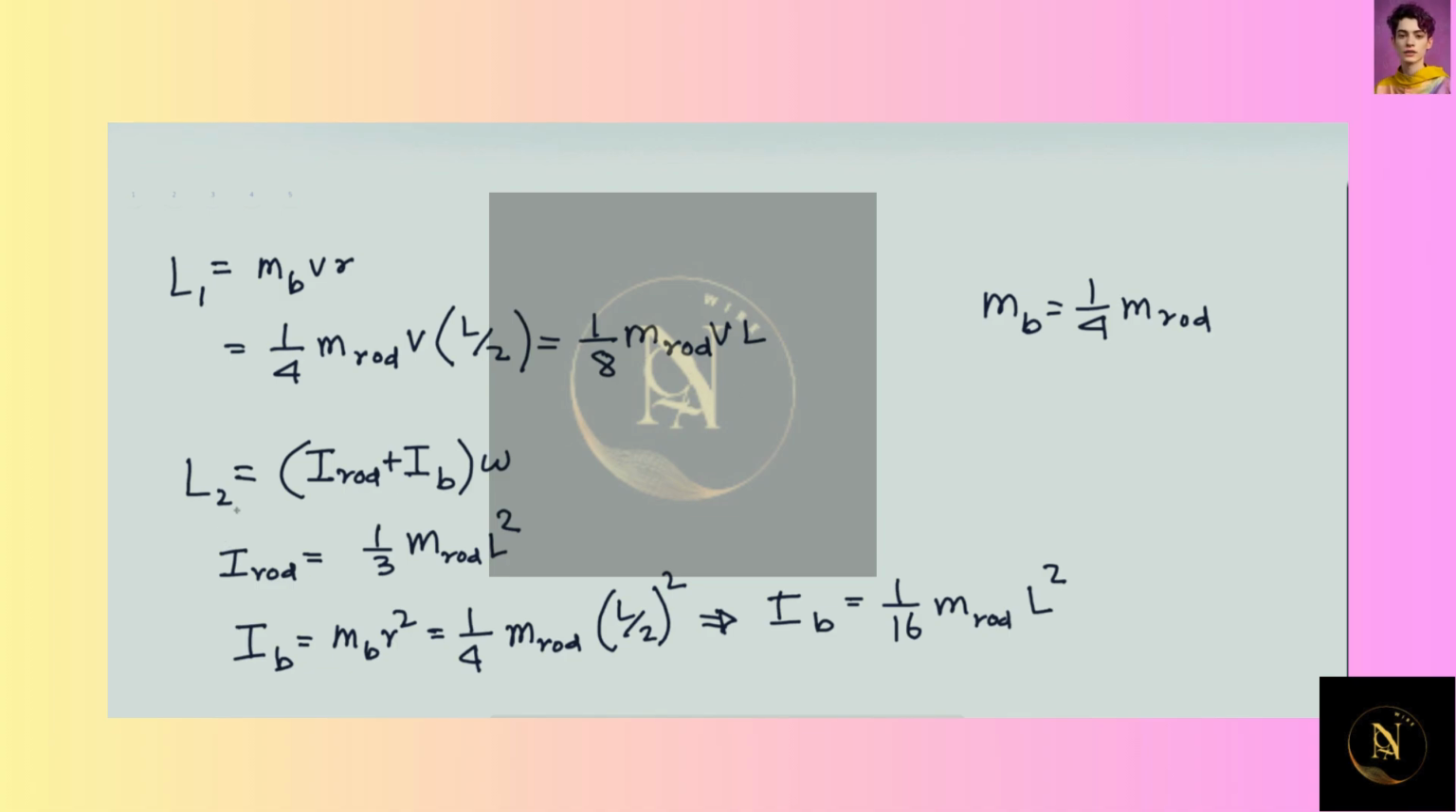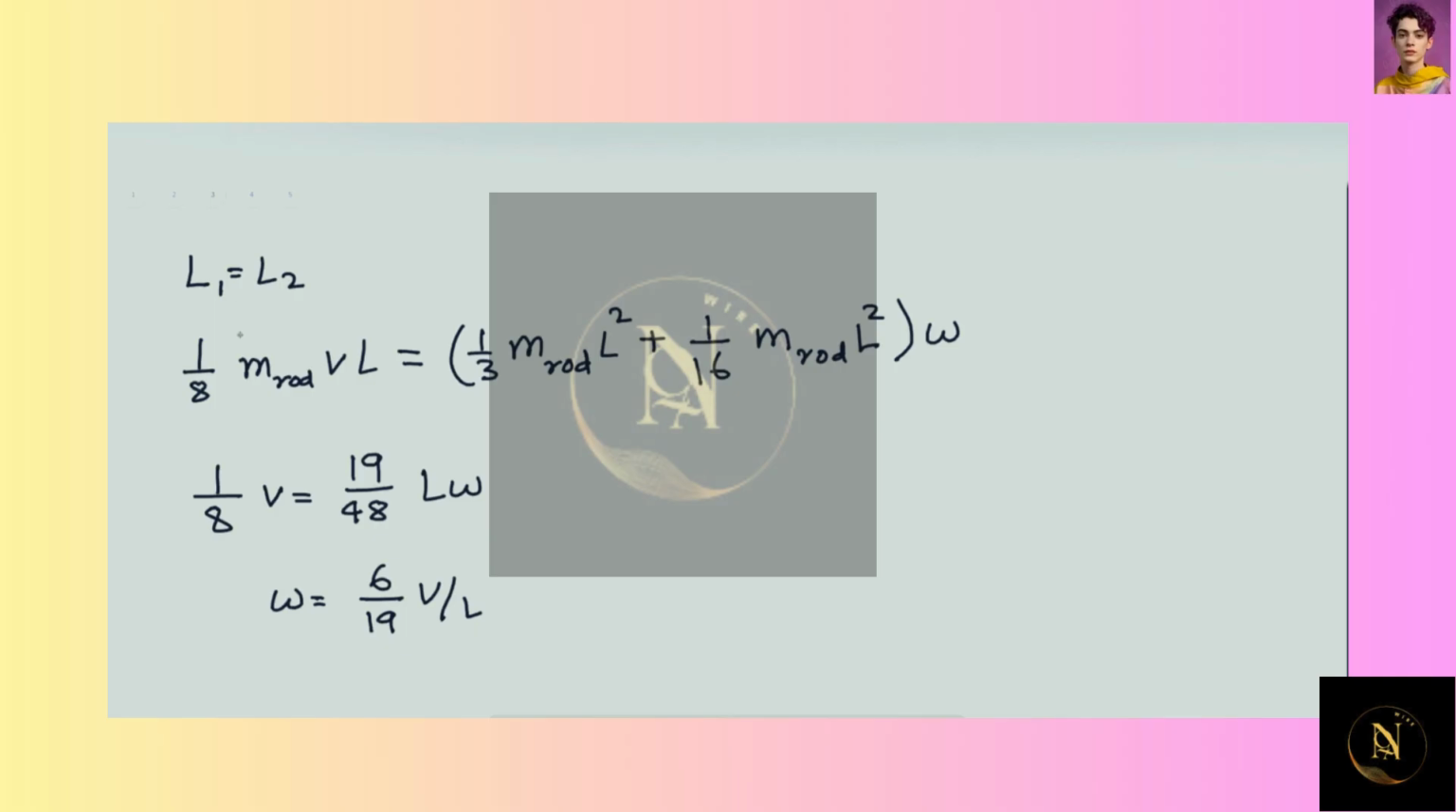And L2 is basically I times omega, where I must be equal to the moment of inertia of the rod plus the moment of inertia of the bullet. To do so, we see that the moment of inertia of the rod is 1/3 m_rod L squared, and for the bullet it's m_b r squared. And again, we replace m_b by this relation to get m_b in terms of m_rod and L. So we add them together to find L2, which is this quantity right here.